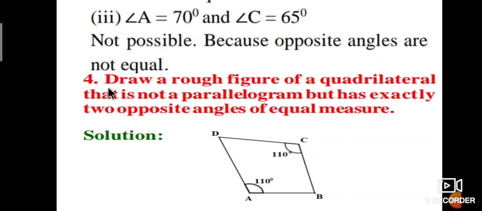Next, fourth question, students. Draw a rough figure of a quadrilateral that is not a parallelogram but has exactly two opposite angles of equal measures. Draw a rough figure of quadrilateral ABCD. Then angle A is equal to 110 degree, angle C is equal to 110 degree, because the opposite angles of a quadrilateral are equal, 110, 110. This is the solution of the fourth one.